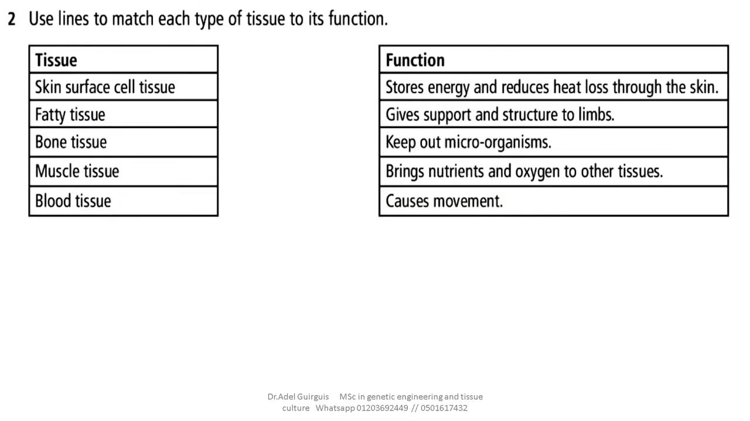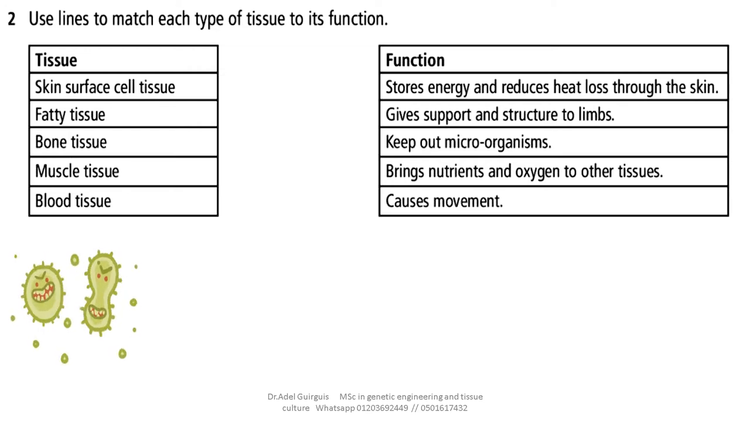Number 2, use lines to match each type of tissue to its function. Here are 5 types of tissues: skin surface cell tissue, fatty tissue, bone tissue, muscle tissue, blood tissue. Here are their functions, but not in order. We have to match each tissue with its correct function on the right. Just matching.